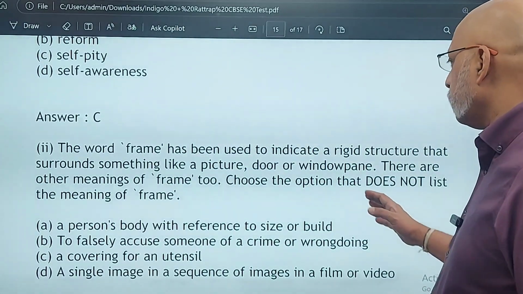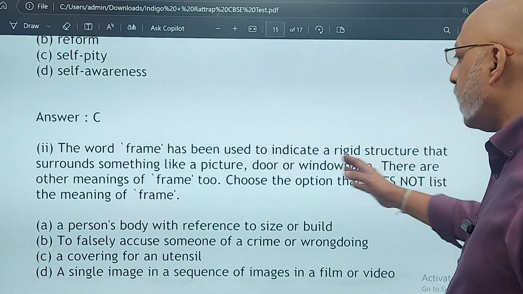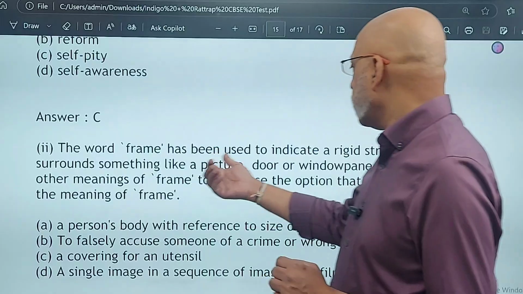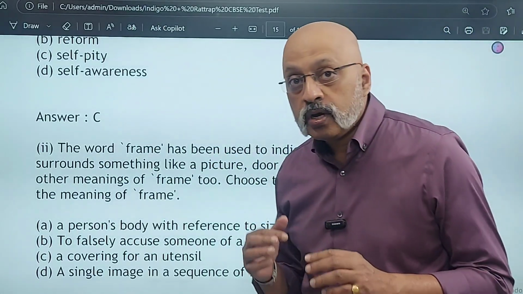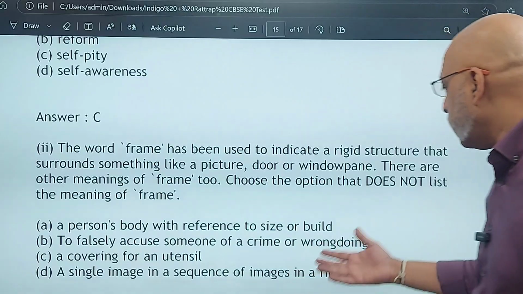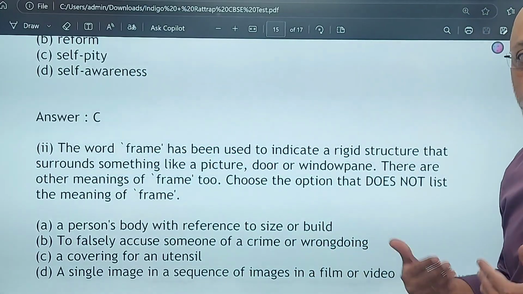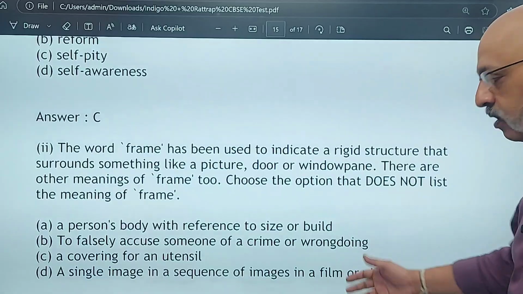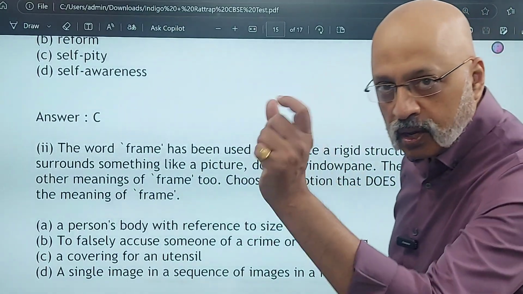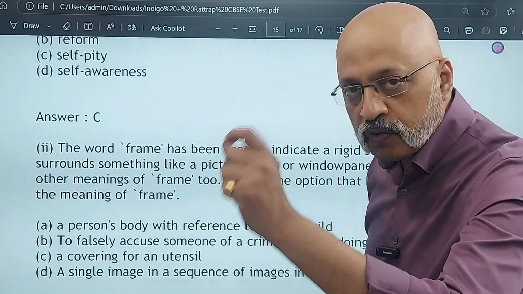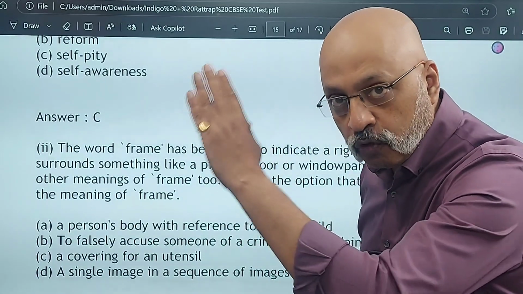So if you see, there are other meanings of frame. You need to know frame, it has been used here as a noun, but frame is also used as a verb, right? This again is a noun, a frame, 24 frames, which we talk about, right? When you're doing a movie, when you're shooting, there are 24 frames.